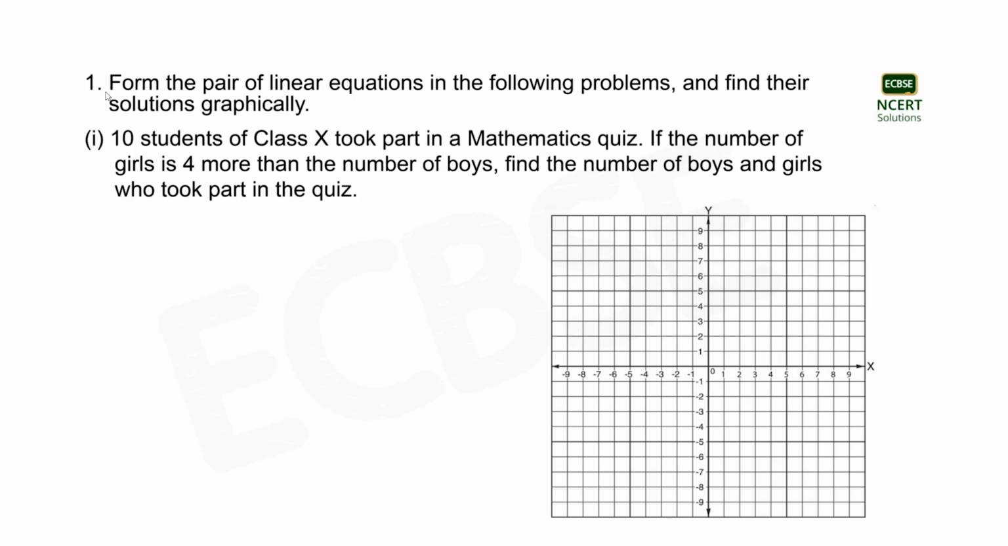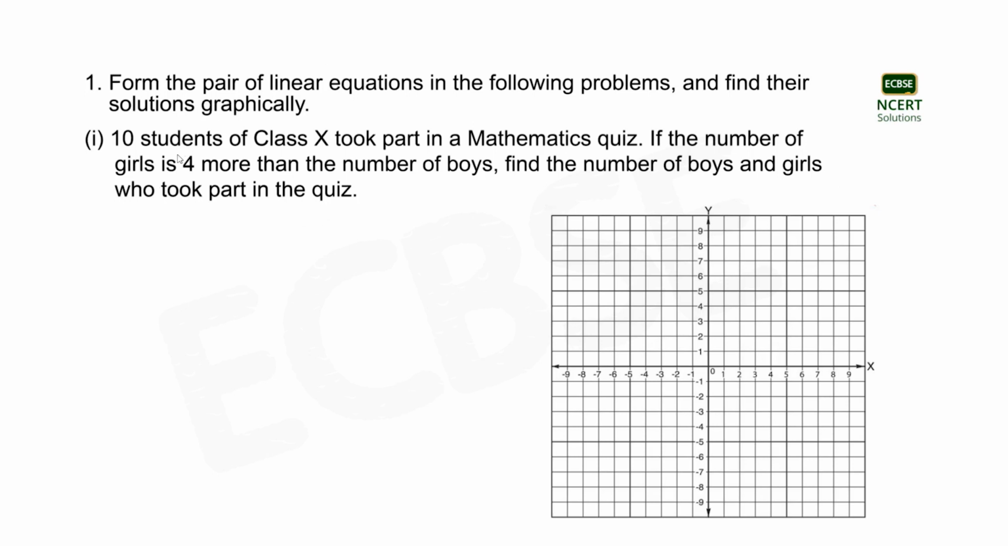Hello students, so here we are with question first of exercise 3.2 for the chapter Pair of Linear Equations in Two Variables. The question is: form the pair of linear equations in the following problems and find their solutions graphically. The first problem is, 10 students of class 10 took part in a mathematics quiz. If the number of girls is 4 more than the number of boys, find the number of boys and girls who took part in the quiz.